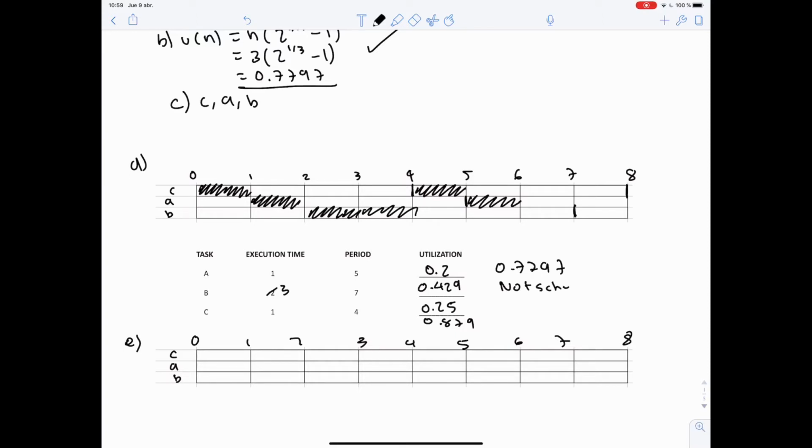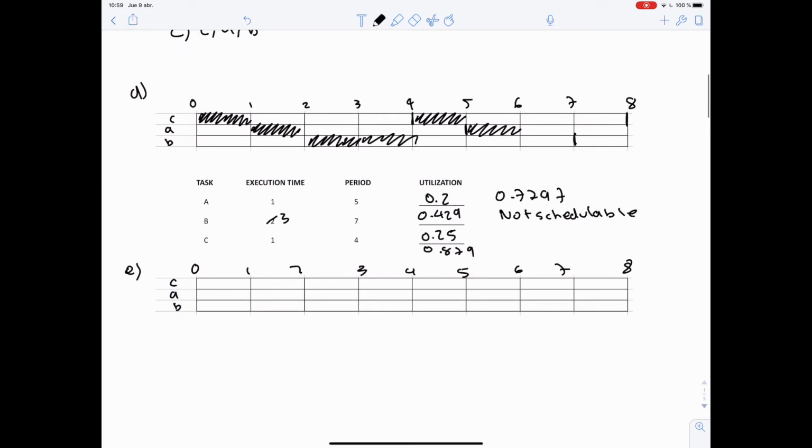We'll do the same thing with the timeline. Again, we have the same periods, that hasn't changed. And basically the same thing for C and A. But for B, it changes because we have 1 more execution time. So it'll look like this. And this just shows that it is still schedulable, and the utilization bound test is sufficient, but it's not necessary.